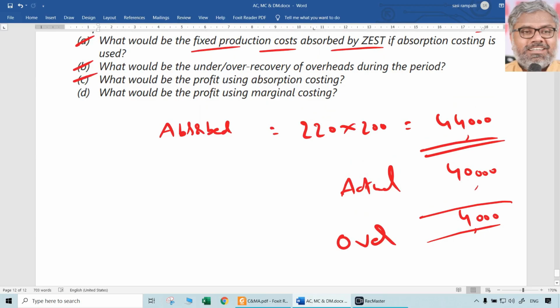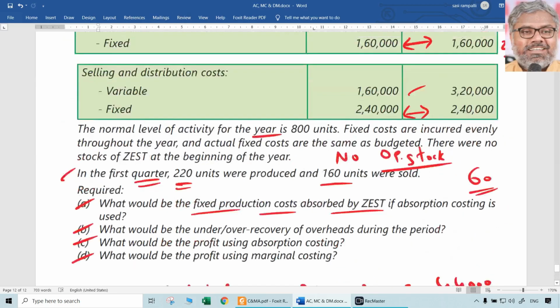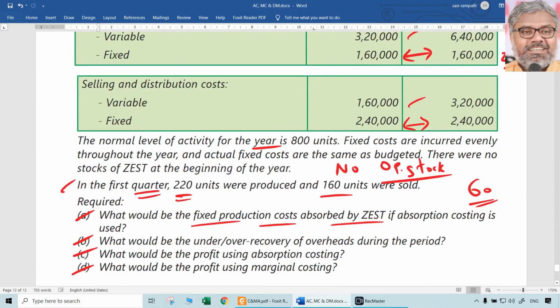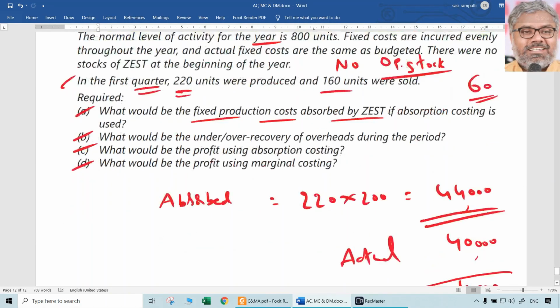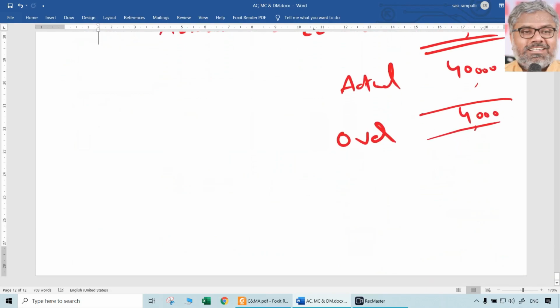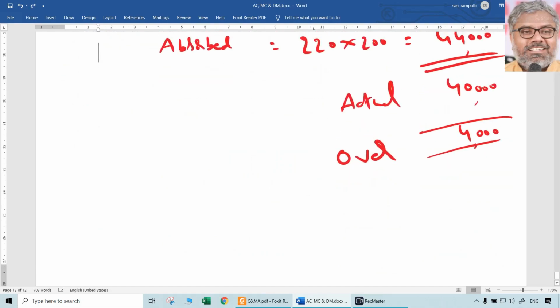Then question C, what is the profit using absorption costing and what is the profit using marginal costing? That is also asked. So for that you have to prepare the statements naturally to show what is the profit under each of these methods, both absorption costing as well as marginal costing.